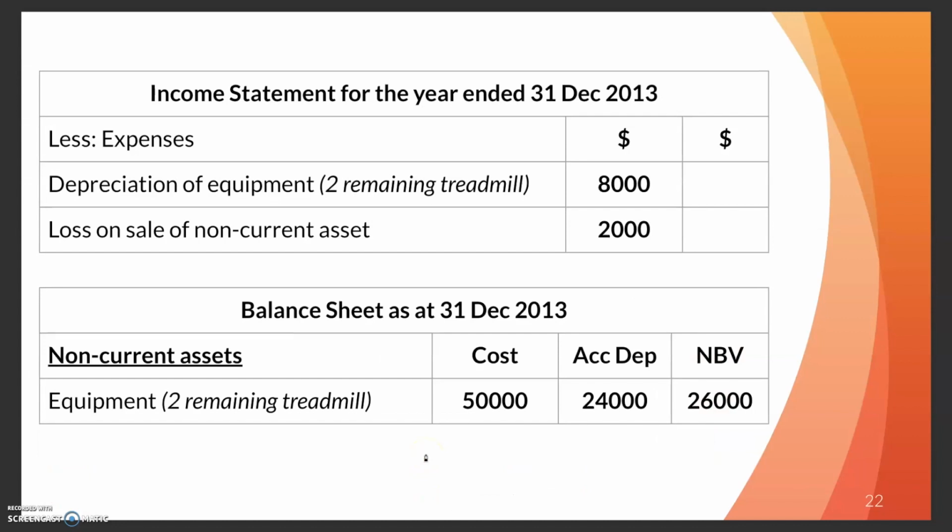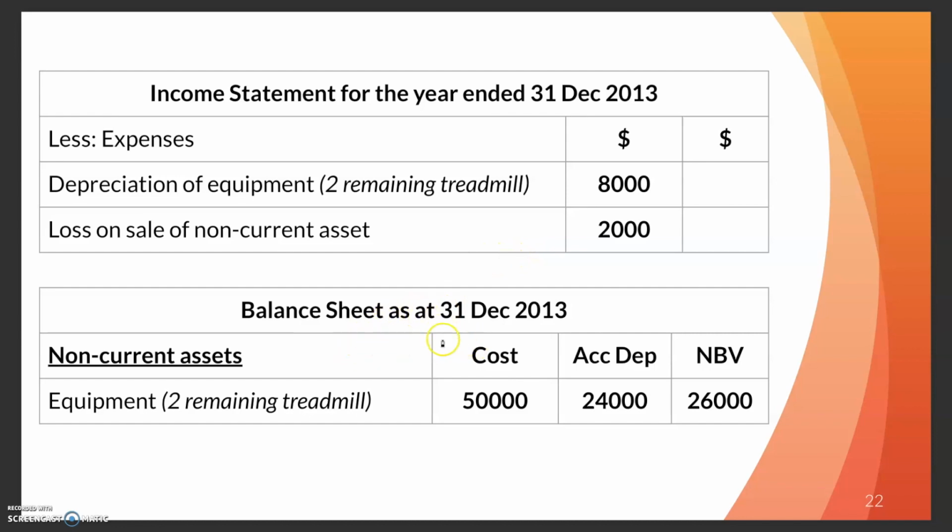The income statement will look like this. Remember that we have 2 remaining treadmills that we have to depreciate at $4,000 each. This gives us a depreciation expense of $8,000. At the same time, we make a loss on the sale of the third treadmill. This gives us a $2,000 loss on the expense side.